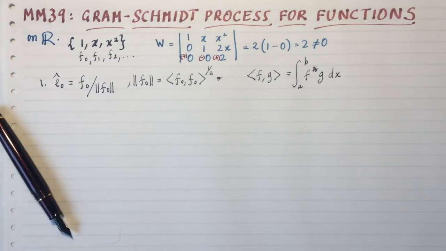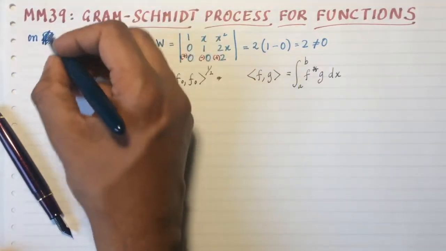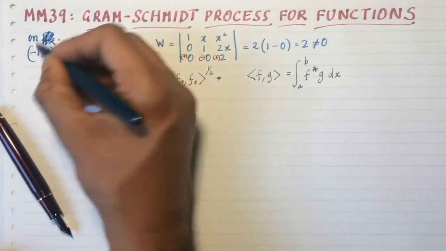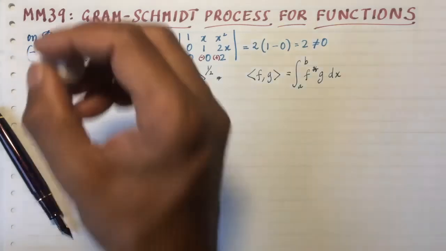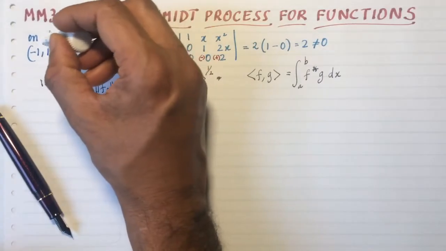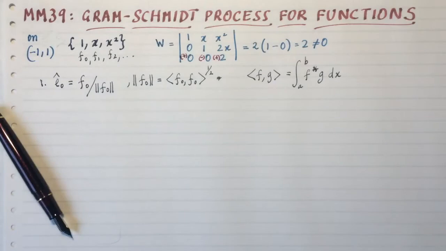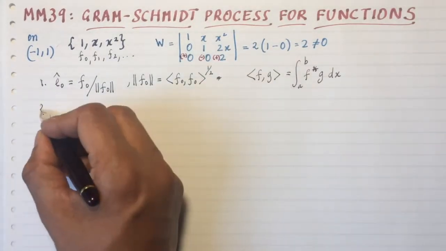If I don't want to do it on the entire real line, then actually, you know what? It's a bad idea to do it on the entire real line, I just realized. So let's try it on the interval -1 to 1. On the entire real line, the norm is infinite. So let's just restrict ourselves to a finite interval and see if we can find an orthonormal set in that finite interval. Okay, so with all that, let's do the second step.